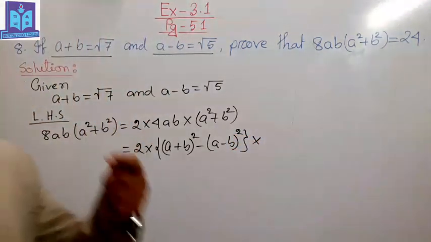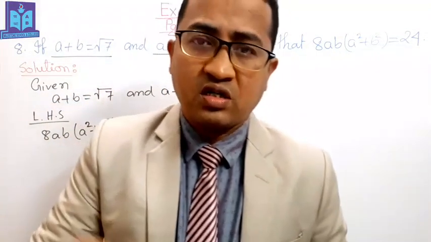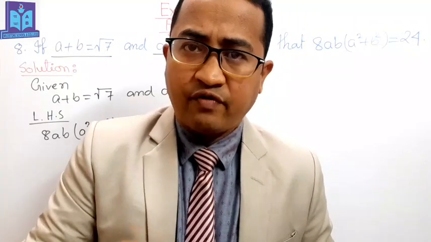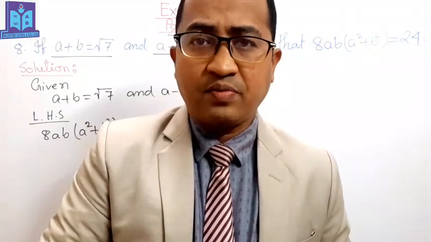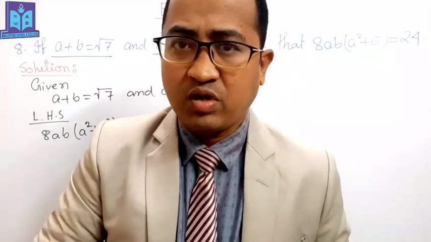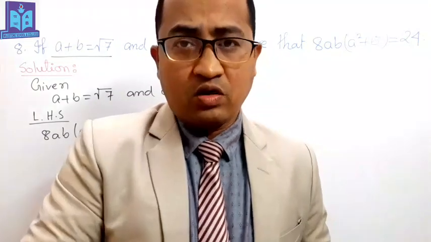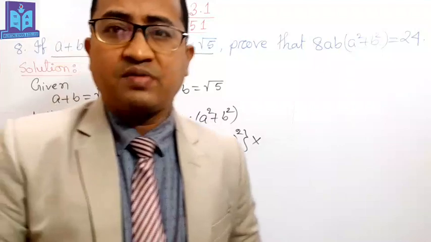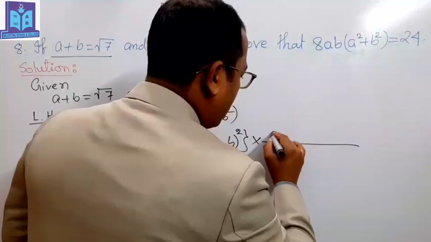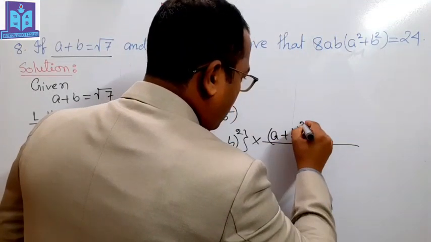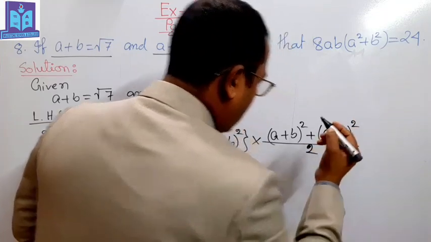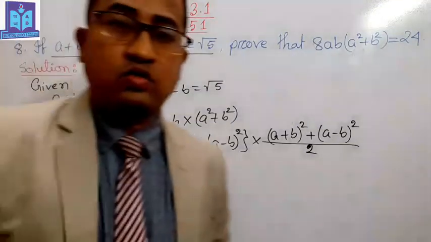Now what is the corollary of a square plus b square? Just now I have shown you three corollaries of a square plus b square, and I have told you if it is given the value of a plus b and a minus b, then we will use the third corollary of a square plus b square. What was it? Yes, it was a plus b whole square plus a minus b whole square divided by 2. This is the third corollary of a square plus b square.